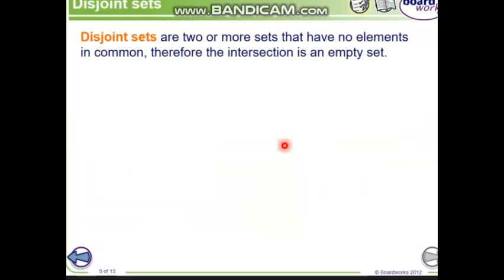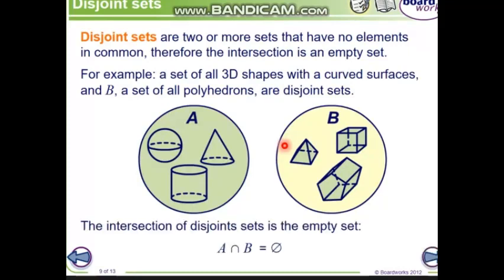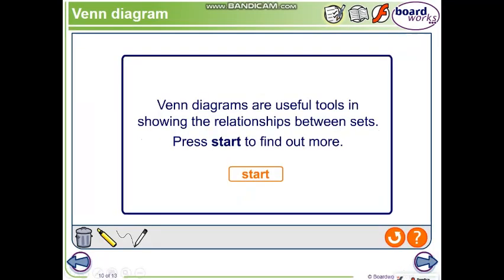Okay? Next, we have the disjoint sets. The disjoint sets are two or more sets that have no elements in common. Therefore, their intersection is empty. For example, A, the set of all 3D shapes with curved surfaces, and B, the set of polyhedrons, are disjoint sets since wala namang common. Now, the intersection of disjoint sets is this empty set. Okay?